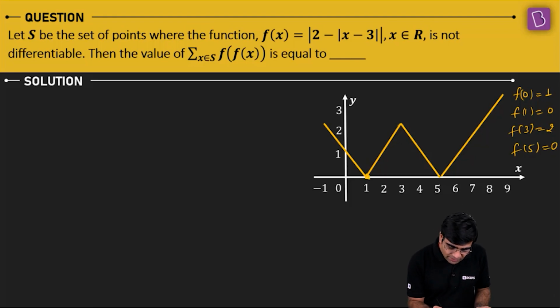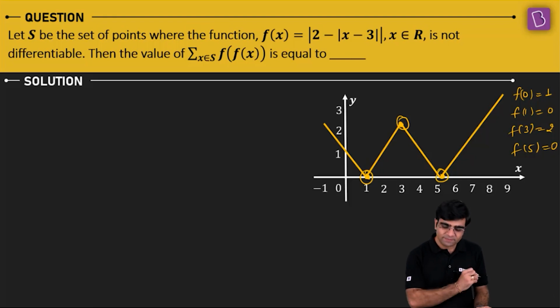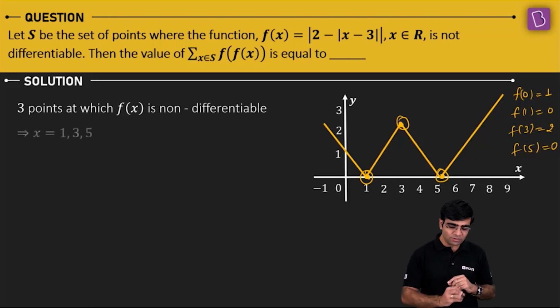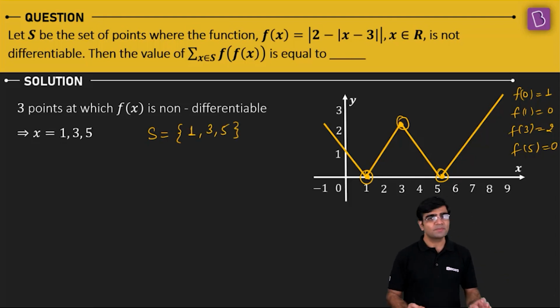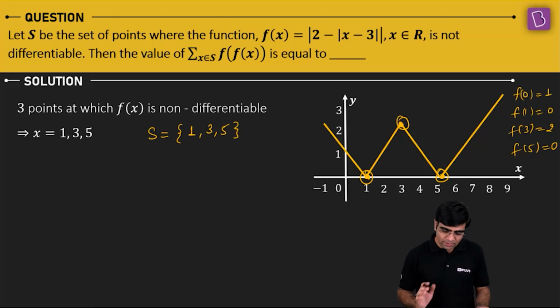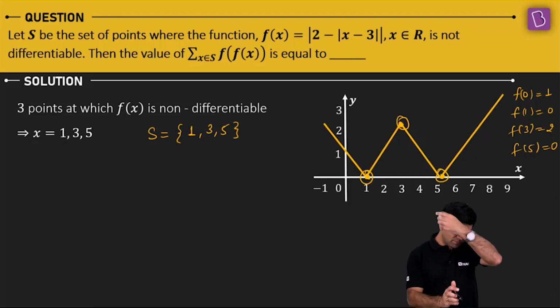It has a sharp turn at x equal to 1, x equal to 3, and x equal to 5. Three points of non-differentiability. So I can say that the three points of non-differentiability are nothing but 1, 3, and 5. So basically my set S contains the elements 1, 3, 5. Understood? Perfect. Okay, now what do I have to do?